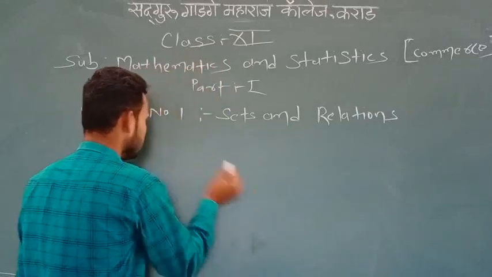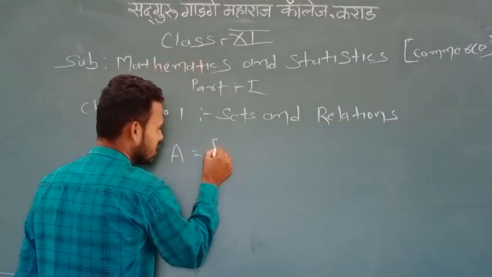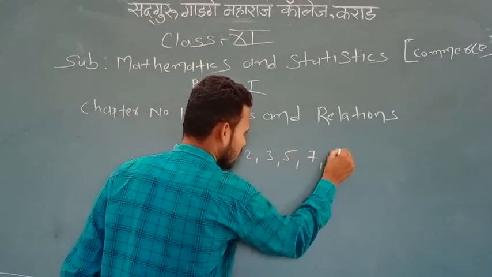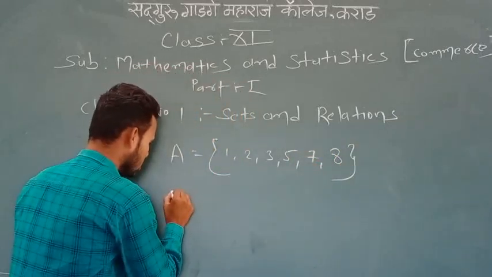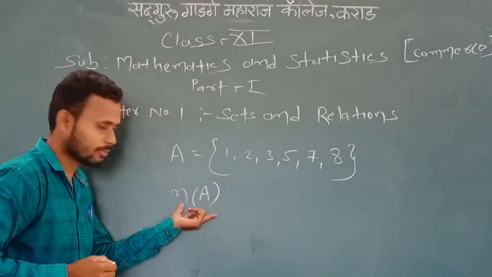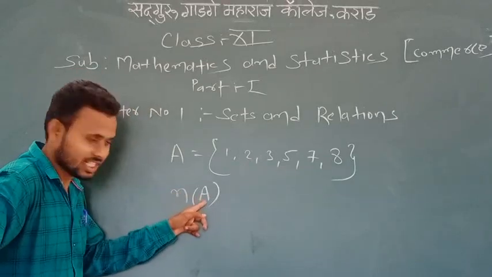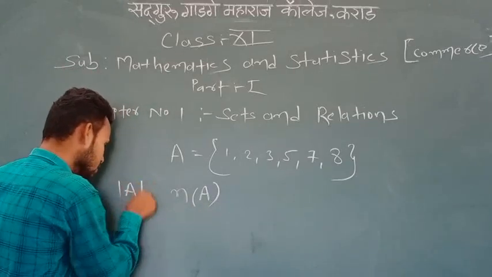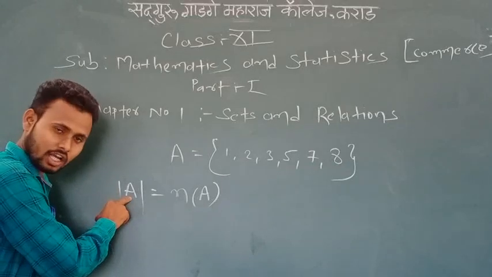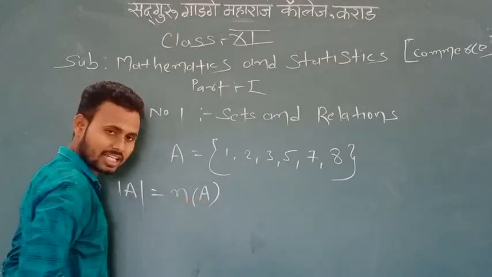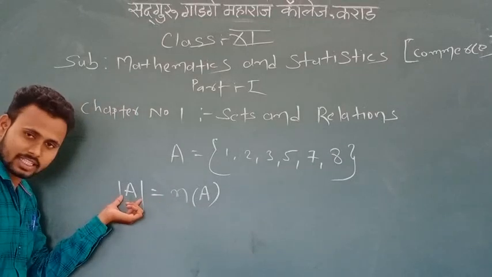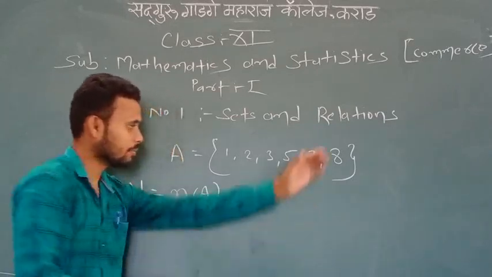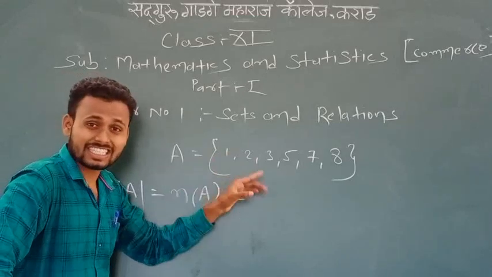For example, suppose A equals the set containing the elements 1, 2, 3, 5, 7, 8. The number of elements of a set is denoted by n(A), or the cardinality of a set. Cardinality of a set A, or the number of elements of a set A, is denoted in that form. Same meaning, which is equal to the definition of the number of distinct elements.